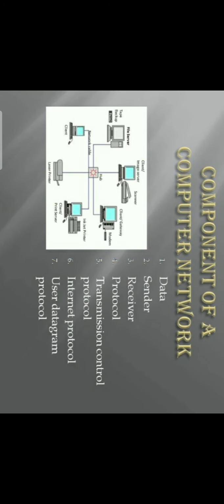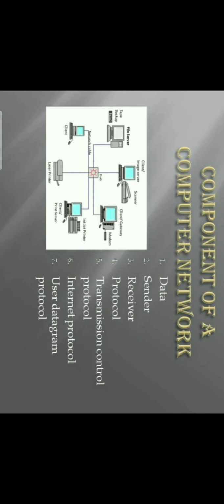Next topic is components of a computer network. There are basic components of a computer network. First one is data, then sender, then receiver, then protocol. Then we have Transmission Control Protocol, Internet Protocol, and User Datagram Protocol. The last three, that is TCP, IP, and UDP, are part of the protocol.